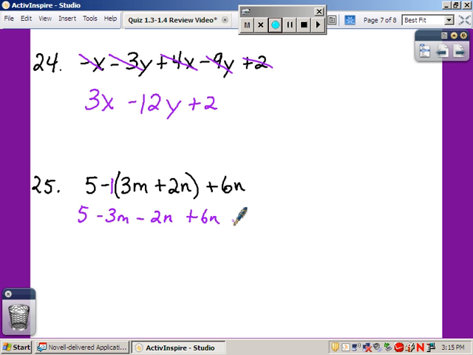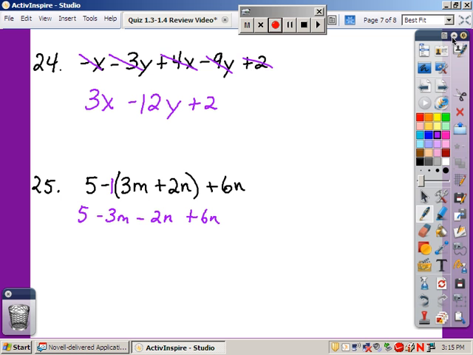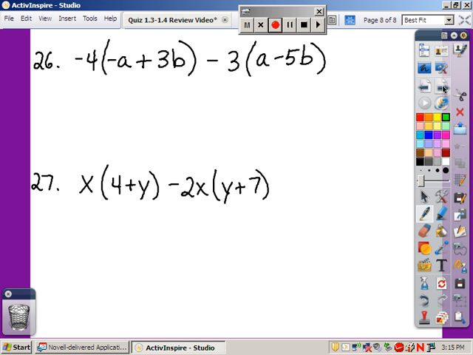I'm going to clean it up a little bit. I see negative 3m with no other m's in here, so negative 3m. Takes care of that one. I got a negative 2n and a positive 6n. That's positive 4n. Takes care of that and that. And then I got a positive 5 as a final answer. Last two.